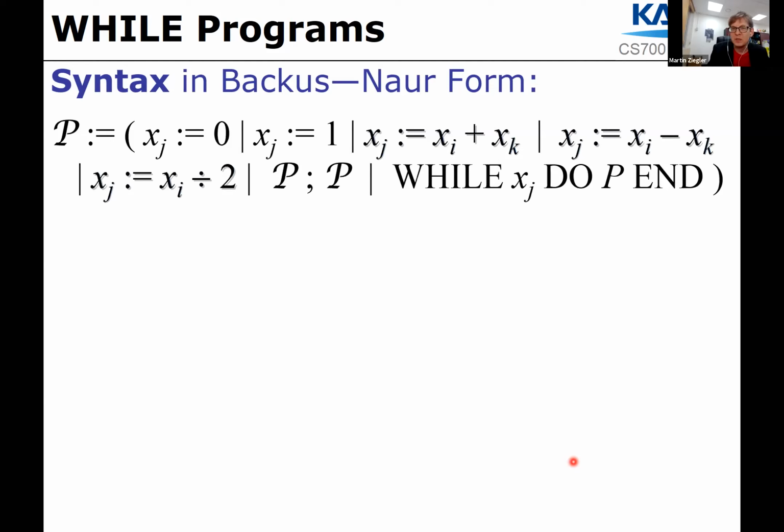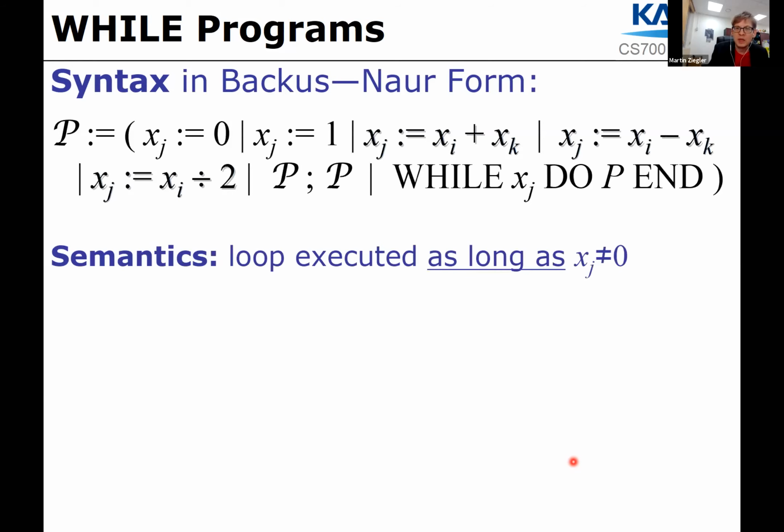It has division by 2 with truncating. So if an odd number is divided by 2, it gets rounded down. And it has this eponymous while loop construct that gives rise to its name. That means executing a loop body P as long as the loop variable xj is non-zero. So the loop body better modify that.